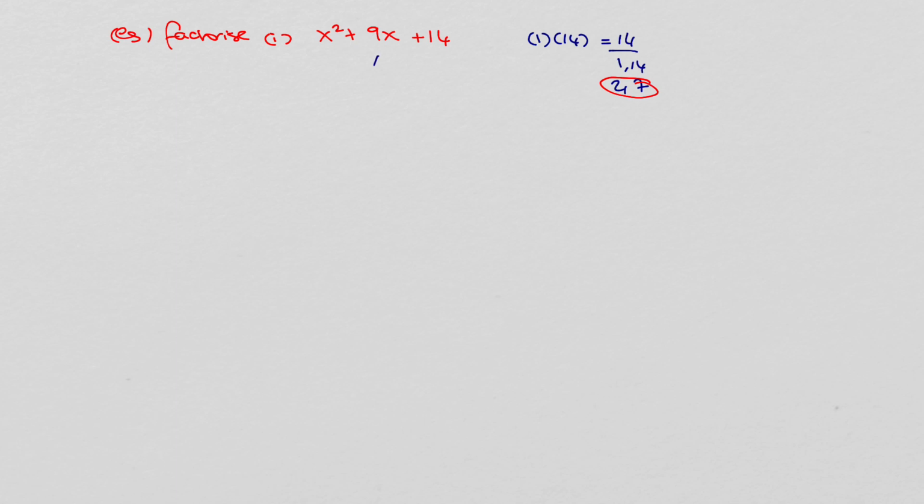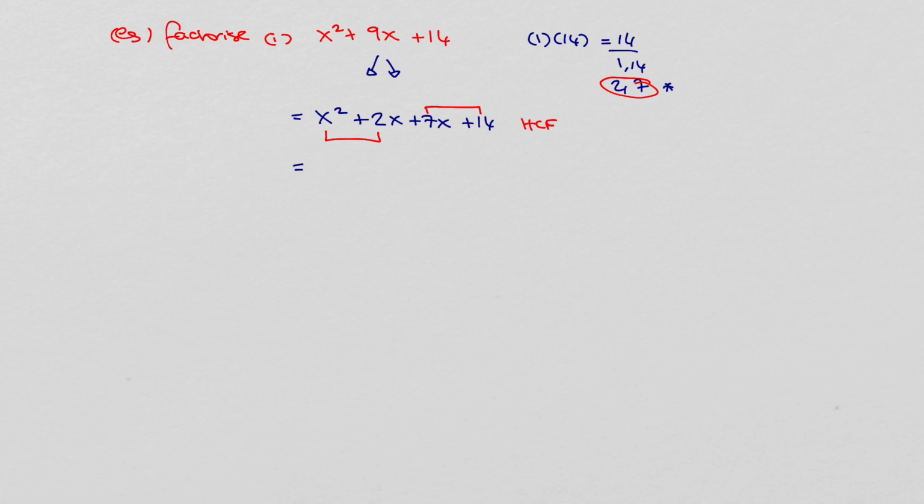So that means I'm going to take that 9x and I'm going to write it in terms of these 2 factors, 2 and 7. It doesn't matter which one I put in first, the 2 or the 7, but I have to make sure that they add to give me 9x. So therefore that means I'm going to have to write it as 2x plus 7x and then plus 14. I'm now going to group the first 2, group the second 2. I'm going to take out my highest common factor.